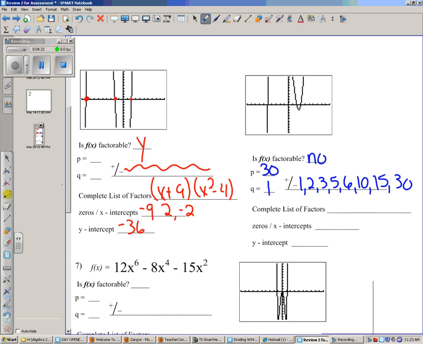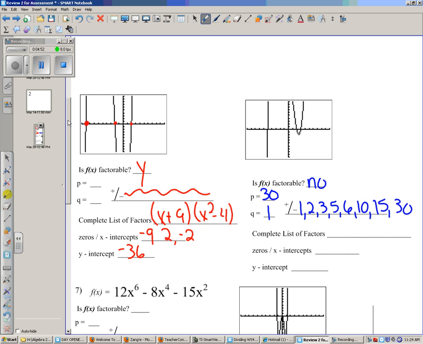And I have written down 8 numbers, but there are really 16 because there's the positive and the negative version of 1, 2, 3, 5, 6, 10, 15, and 30. So since it wasn't factorable and they don't give me a clue, again, I would take the equation, put it into the graphing calculator. I've done that for you. And which ones does this look like?